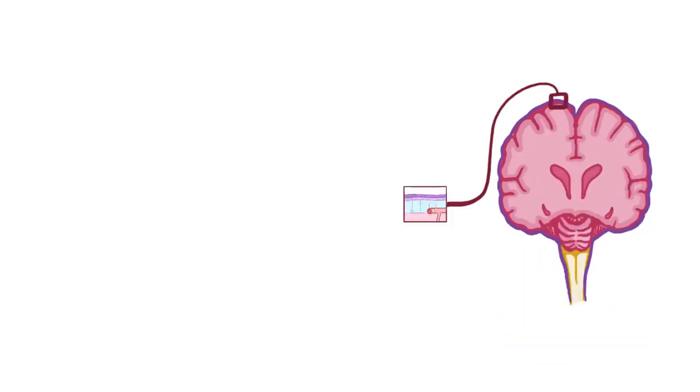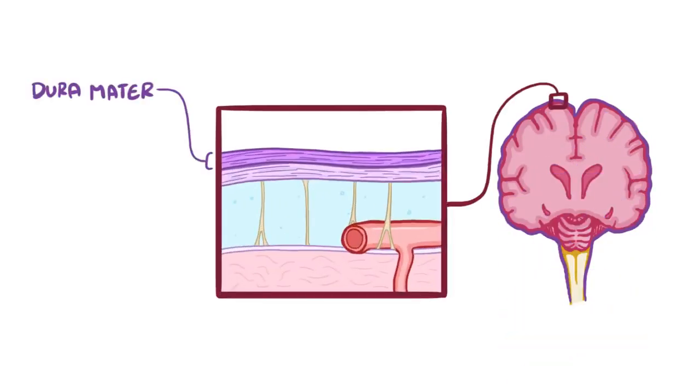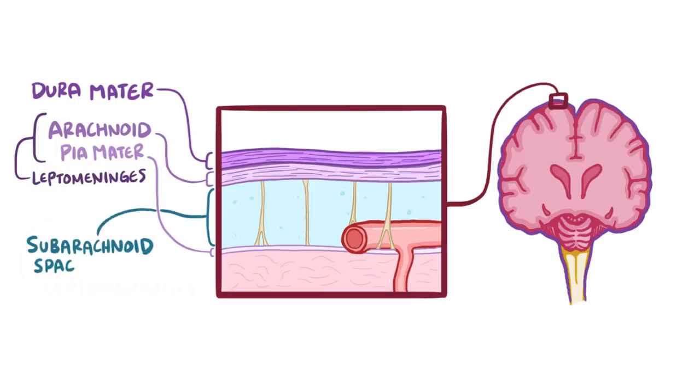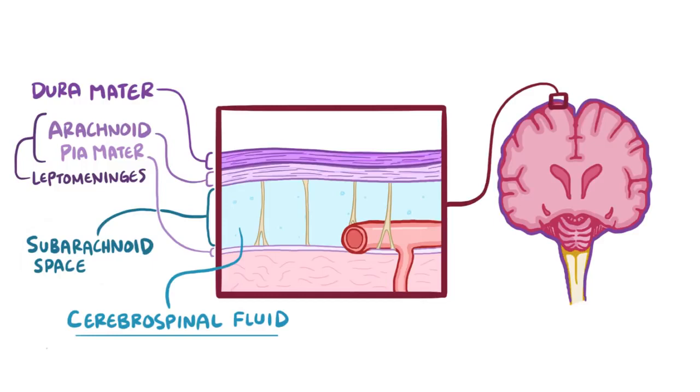The outer layer of the meninges is the dura mater. The middle layer is the arachnoid mater, and the inner layer is the pia mater. These last two, the arachnoid and pia maters, are the leptomeninges. Between the leptomeninges, there's the subarachnoid space, which houses cerebrospinal fluid, or CSF.